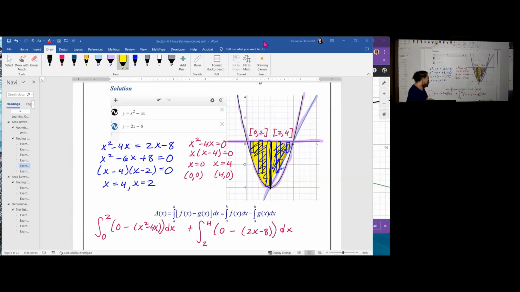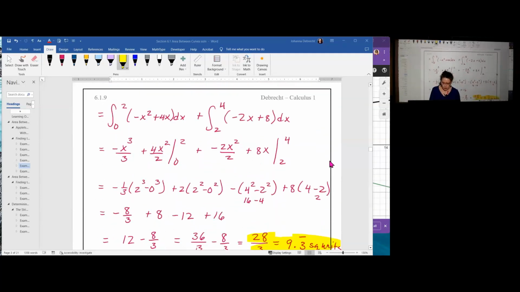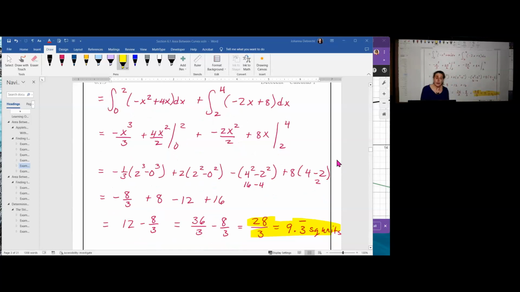So let's compare. In this case, we can go ahead and simplify the integrand before we integrate. And this will give us negative x squared plus 4x for the first integrand, and for the second, negative 2x plus 8. And we apply the power rule for integrals and substitute in the limits of integration. When we simplify, we get a result down here of 28/3, which is, well, 9 1/3. So 9.3 repeating square units.